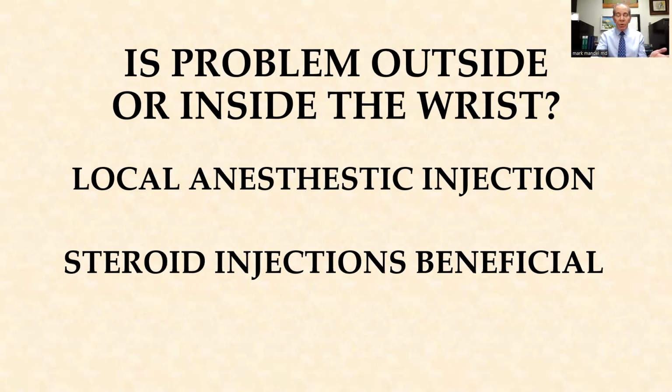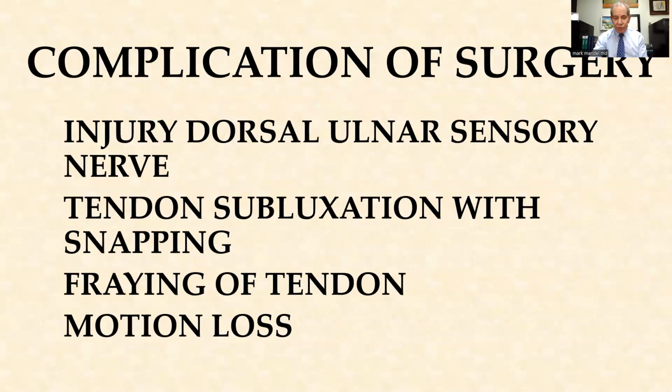I think that's a lot better than ordering first an MRI that is a 3-month delay, then you order an arthrogram, and you still don't have the answer. Steroid injections are beneficial both for problems inside and outside the wrist. Now, what are the complications of surgery? Well, hopefully you can avoid surgery for ECU tendinitis, but the dorsal ulnar sensory nerve can be injured.